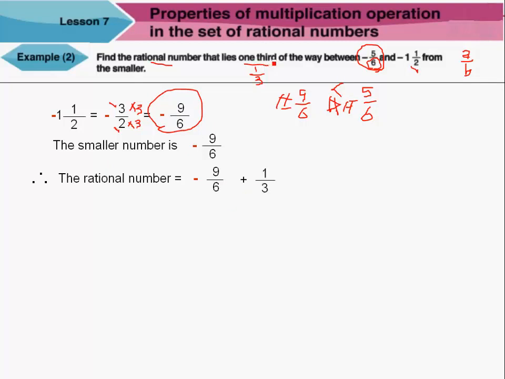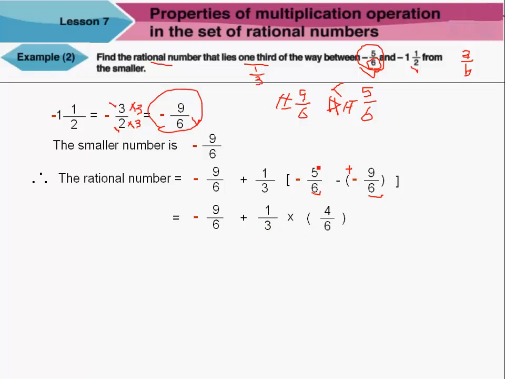So, the rational number will be, we take the smaller number and add. He asked for 1/3. Be careful. So, add 1/3 times the difference between the biggest one, which is minus 5 over 6, this is the biggest number, minus the smallest one, which is minus 1/2. Minus 1/2 is minus 9 over 6. It becomes very easy. Here we have the same denominator, but be careful. This minus multiplied by this minus, minus times minus gives plus.